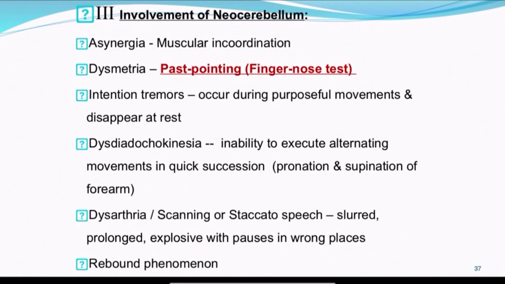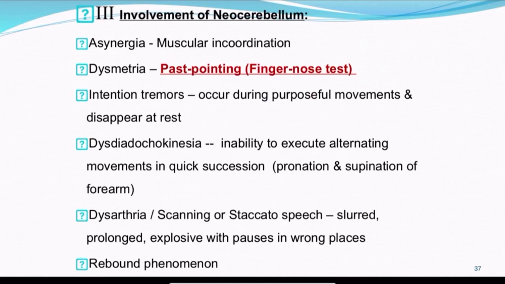If the neocerebellum is involved, you will have asynergia, that means muscular incoordination. Dysmetria, past pointing or finger nose test. If you close your eyes, stretch one hand out with the index finger, with the closed eyes bring your index finger towards the tip of your nose and try to touch it. That is known as finger nose test. With eyes open, of course, all of us can do, but with eyes closed also, a normal cerebellar person should be able to do it.